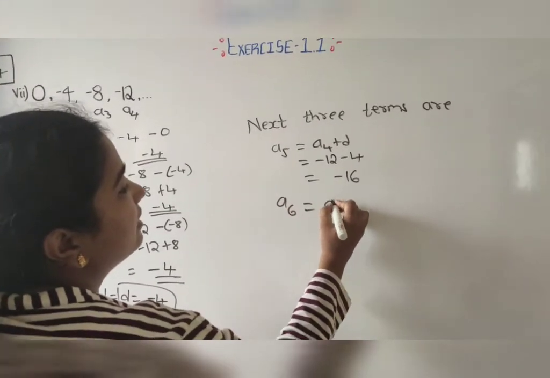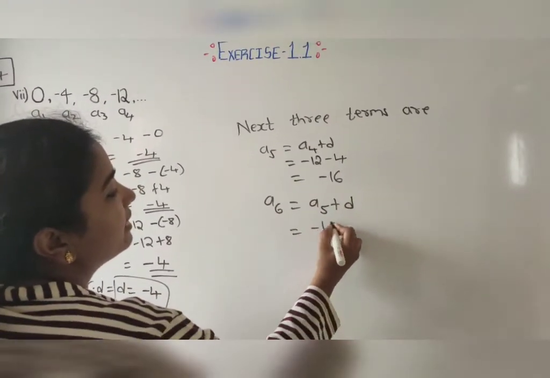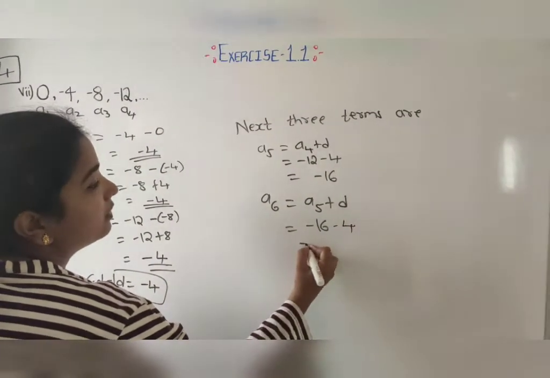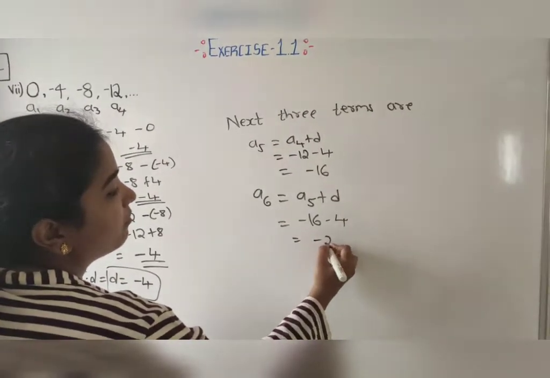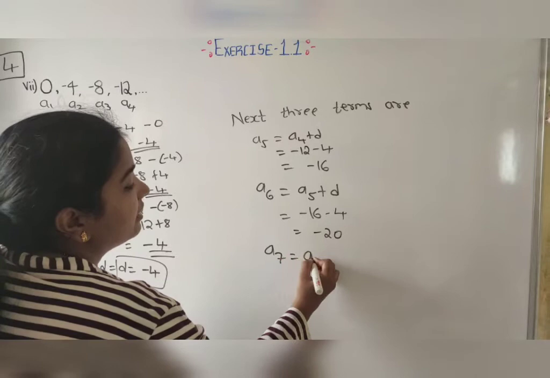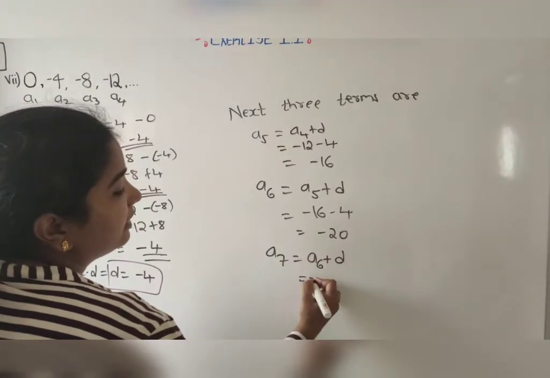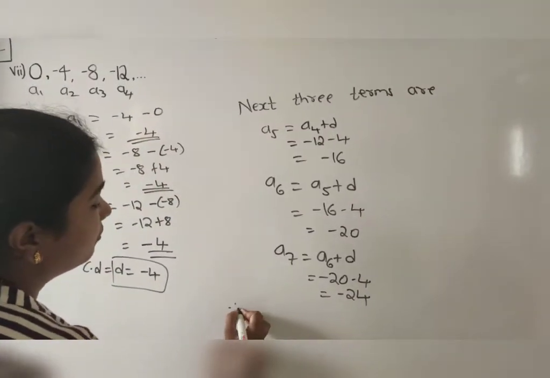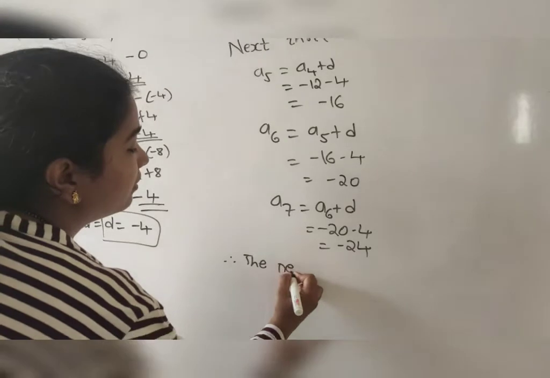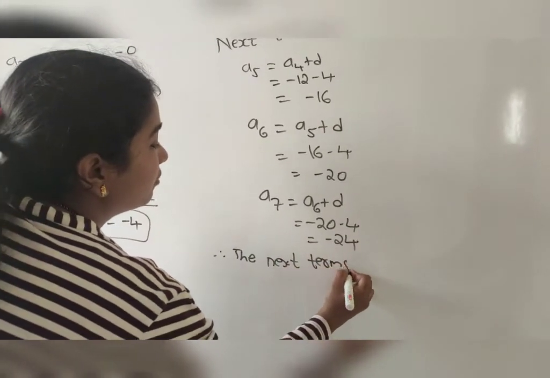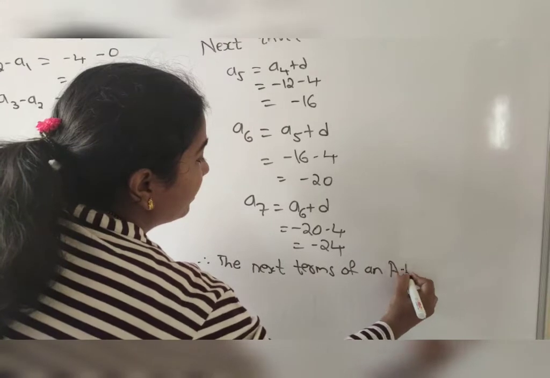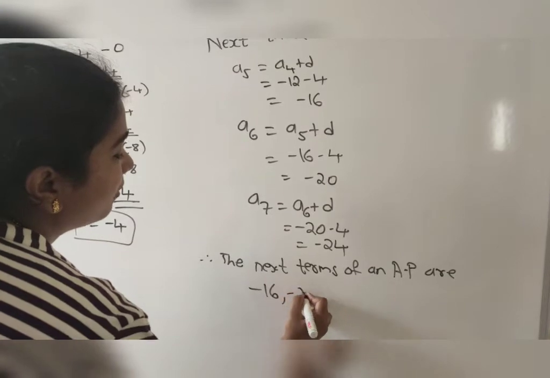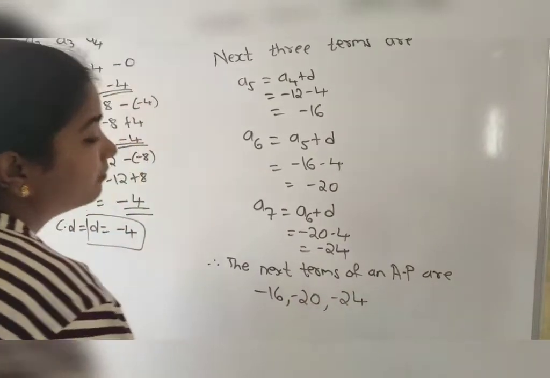Now A6 is A5 plus D. A5 is minus 16. Now common difference is minus 4. Minus 16 minus 4 gives minus 20. Now A7 is A6 plus D. A6 is minus 20 minus 4. You are getting minus 24. Therefore, the next terms of an AP are minus 16, minus 20, minus 24.